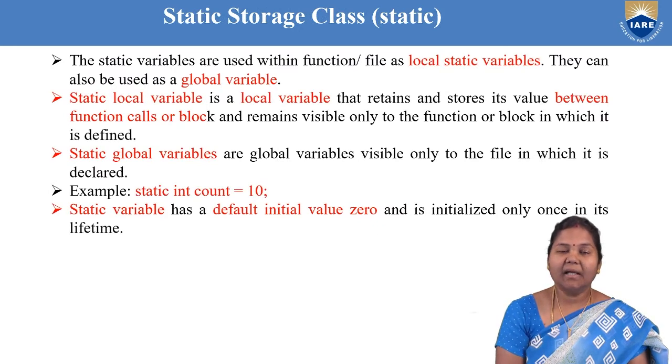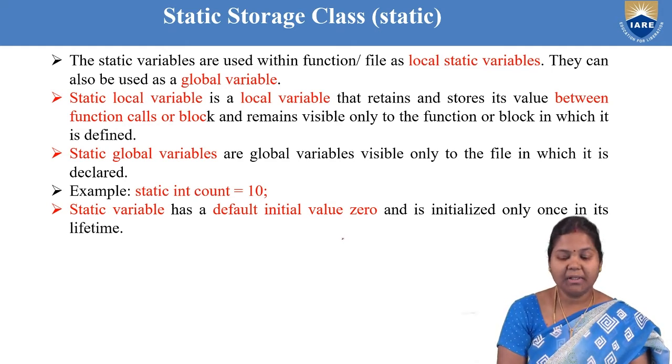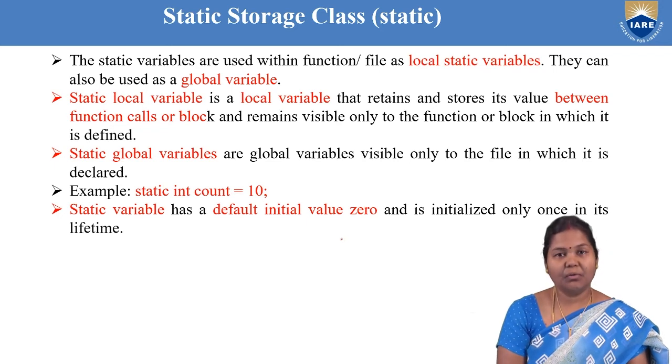Now, the third type of storage class is called static storage class. In static storage classes, there are two types of variables you can use: one is the local variable, and one is the global variable. So you can use static local variables and static global variables. Now, static local variables are just like normal local variables, except that they retain and store their value between function calls or blocks. This statement is very important.